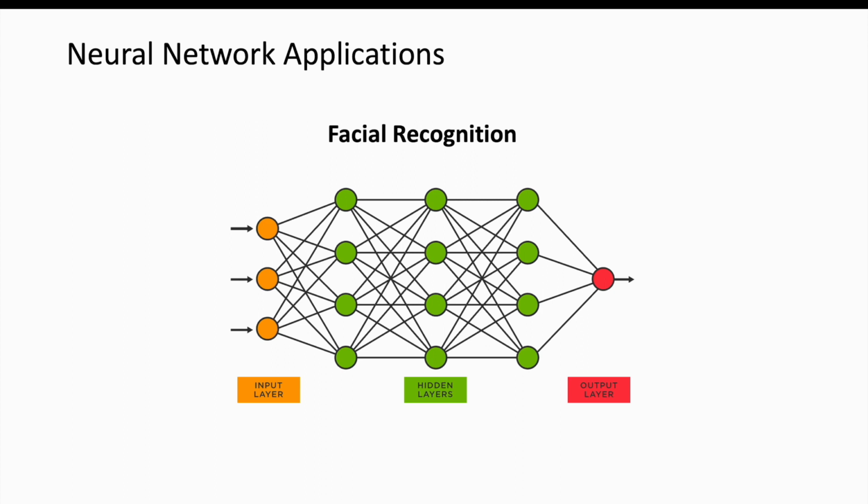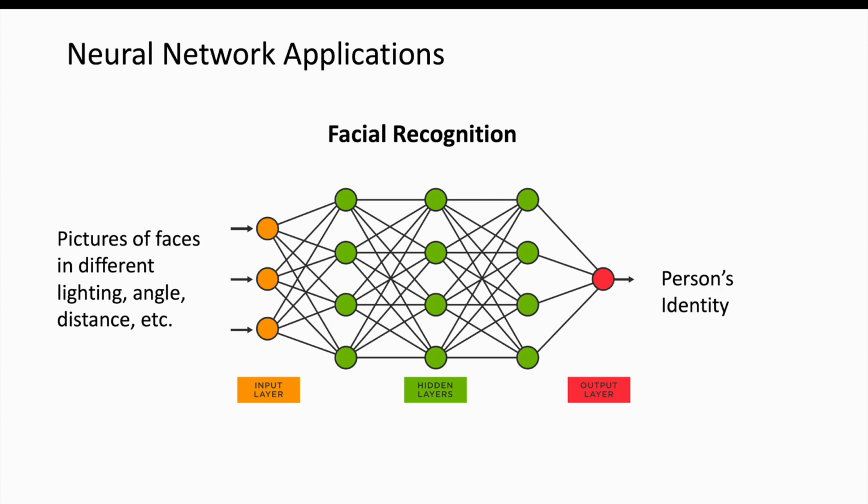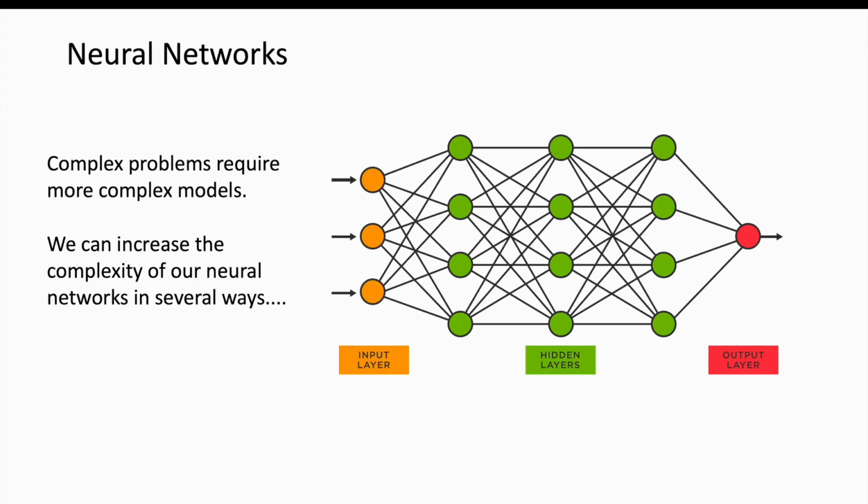We can also apply these methods to facial recognition. So again, we have relatively complex and variable kinds of input, so pictures of faces, and those might be in different lighting, from different angles, different distances from the camera, different pixel dimensions, and so on. And we can train these systems to be able to recognize something consistent, such as a person's identity or a person's age or other factors. And so these are often very complex problems, and complex problems are going to require more complex models.